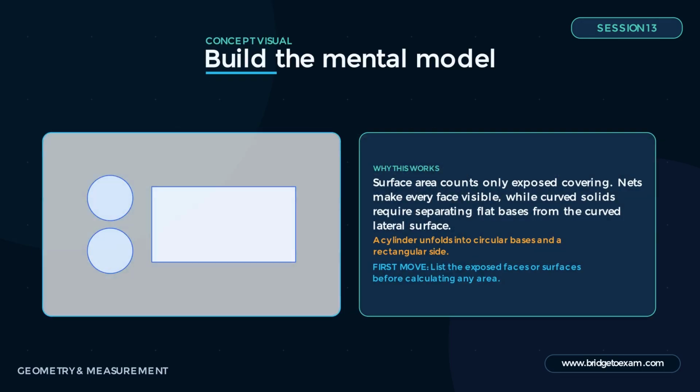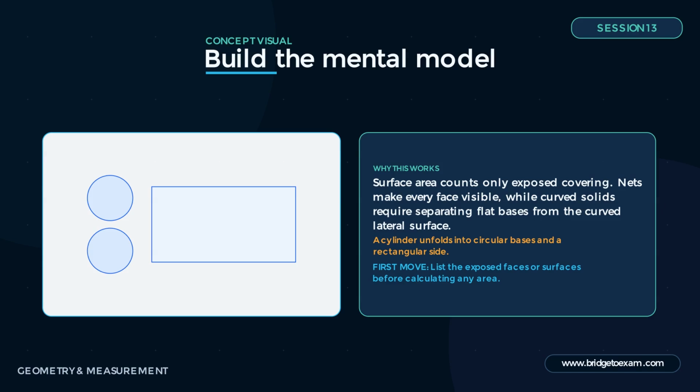Start with the concept visual. The cylinder unfolds into circular bases and a rectangular side. The volume and surface area measure different features of the same solid. Read every label as evidence about what is known, what is unknown, and which measurements actually belong in the model.